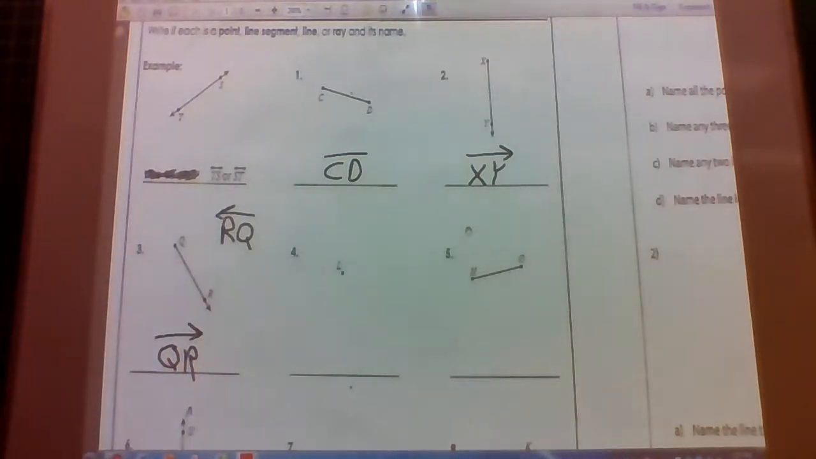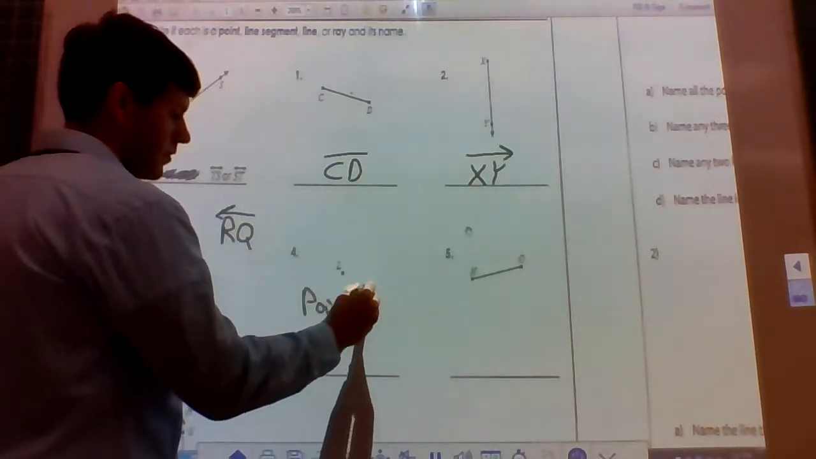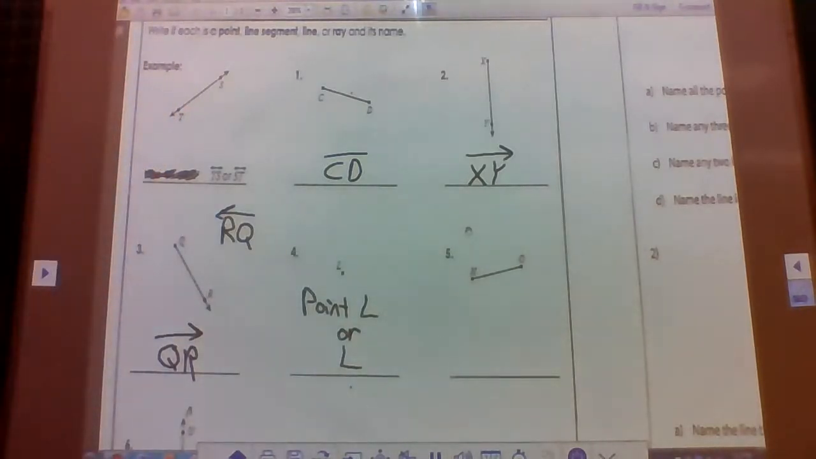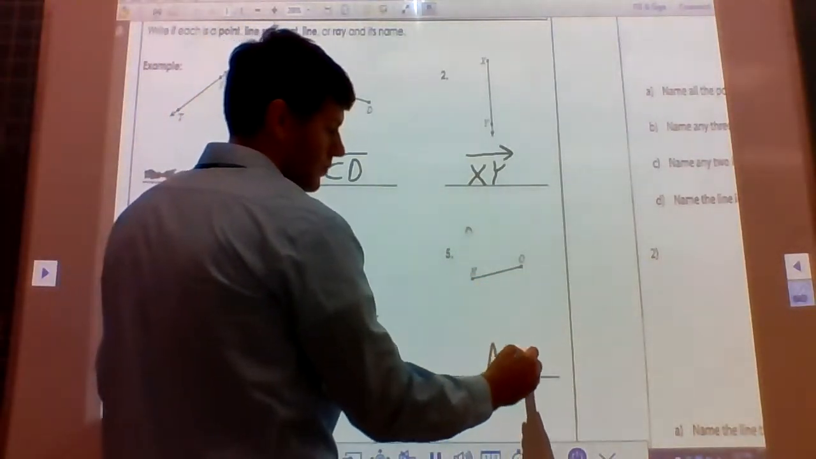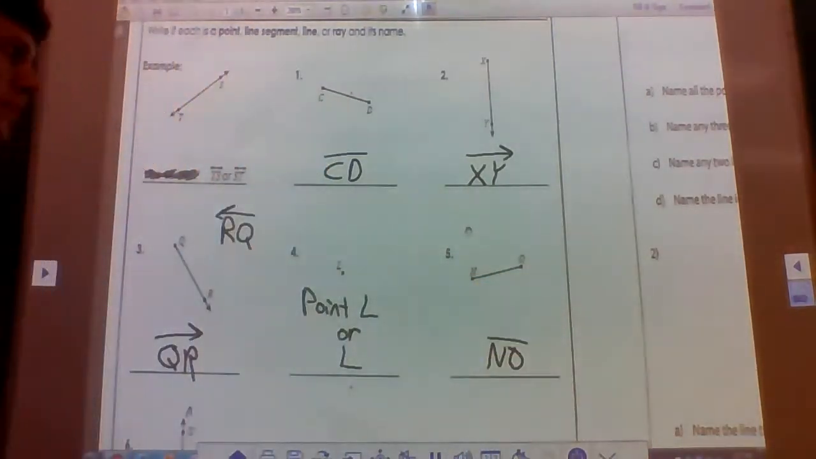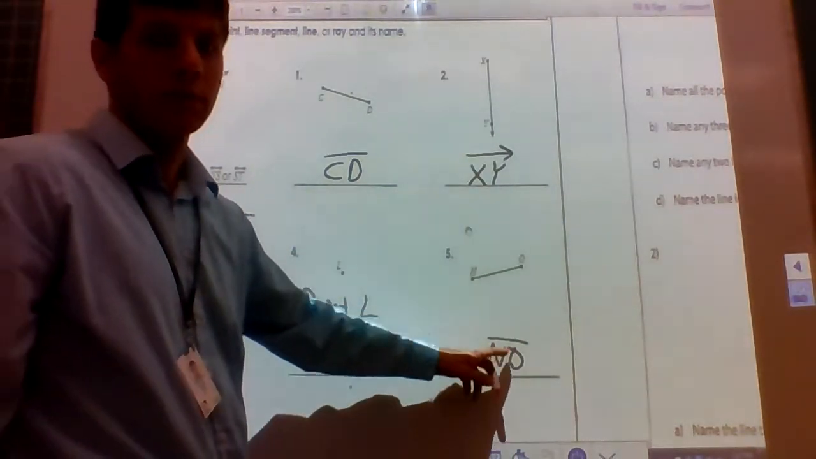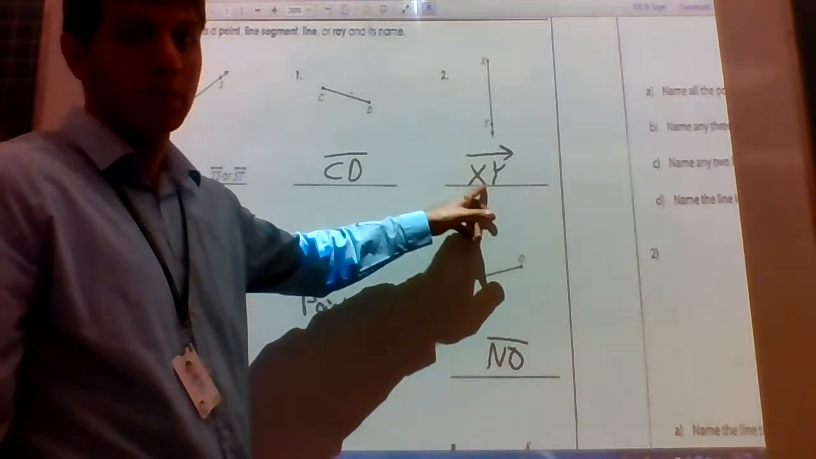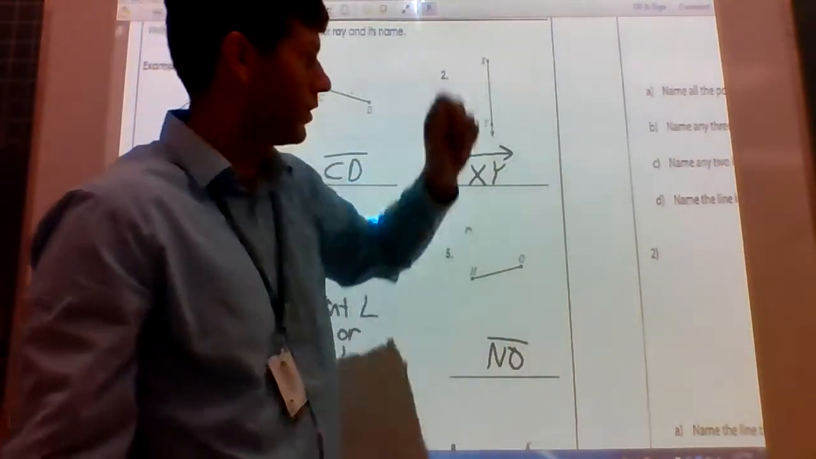Four is just a point. We can call it either point L, or we can just say L. Five is a segment. It's got two endpoints, so it's a segment, and that's NO. Note how you can write segment NO as segment ON. Segment NO and segment ON are the same thing, but you can't flip XY. Ray XY is different from ray YX.